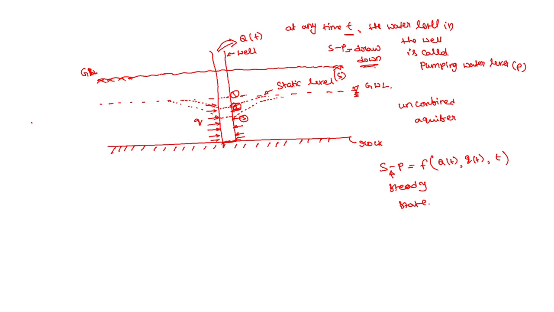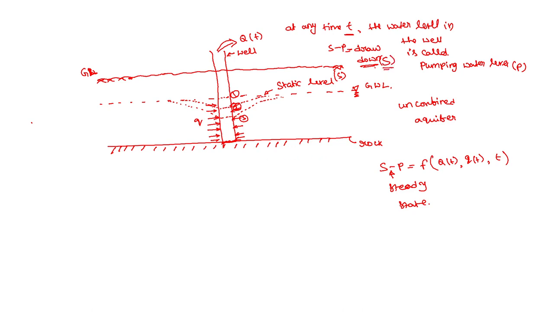See, why I am teaching all this is that I need to give the feel of what a cone of depression is. So to understand the cone of depression, we need to understand these few basics. Okay, so this s minus p is termed the drawdown, and it is often indicated with a capital S.